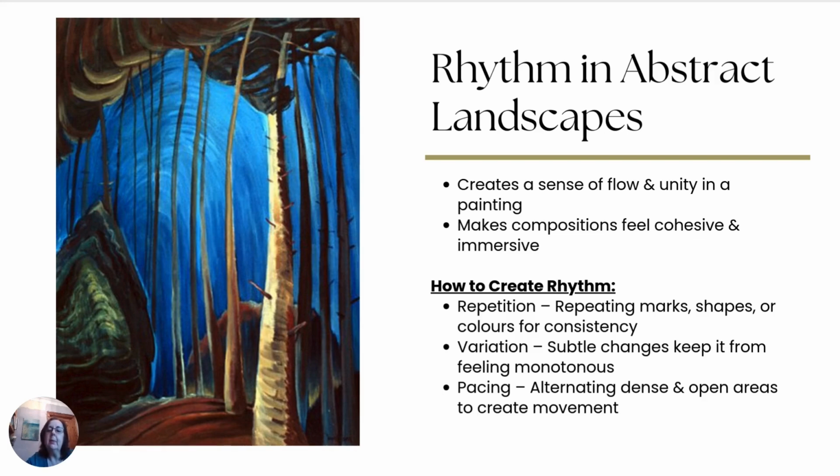Variation prevents predictability. Repetition alone can feel too rigid, so subtle shifts in size, tone, or direction keep the rhythm dynamic. Carr varies the thickness and direction of the brushstrokes. Some areas are densely packed, while others feel more open, allowing the rhythm to ebb and flow.